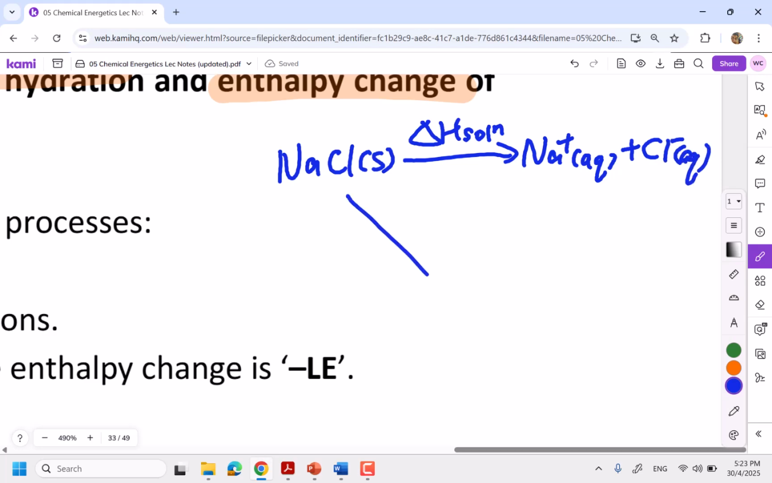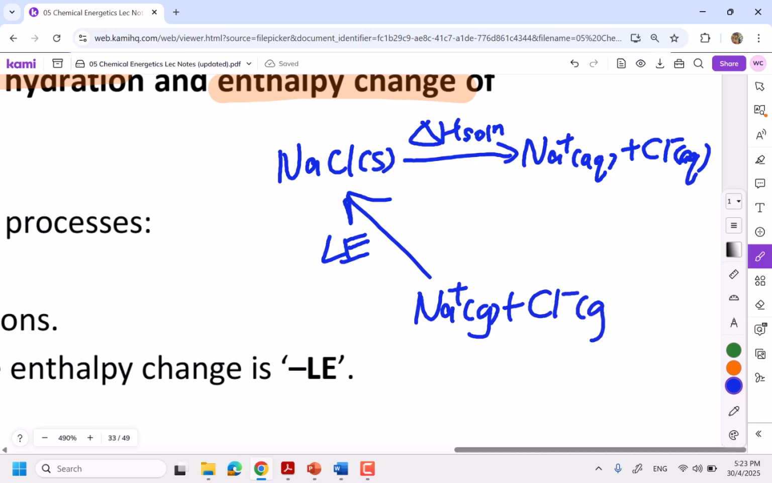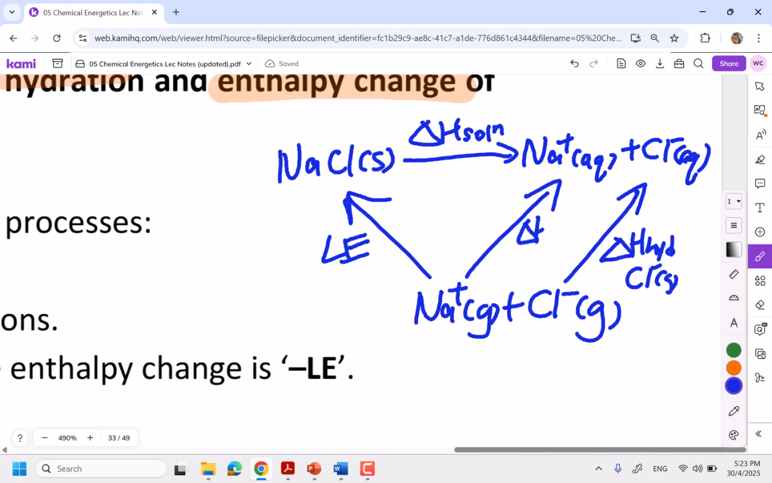If you remember, we can also define lattice energy for ionic solids. So lattice energy here will be defined as Na+ gaseous plus Cl- gaseous. So that's lattice energy. And then over here, we can link them up. This is the enthalpy change of hydration for chloride, gaseous. This is the enthalpy change of hydration for sodium, Na+ gaseous.